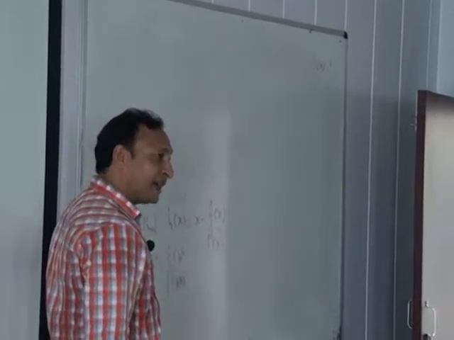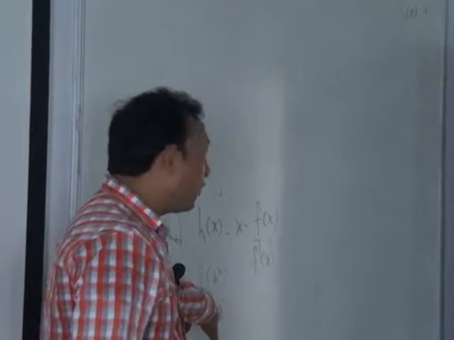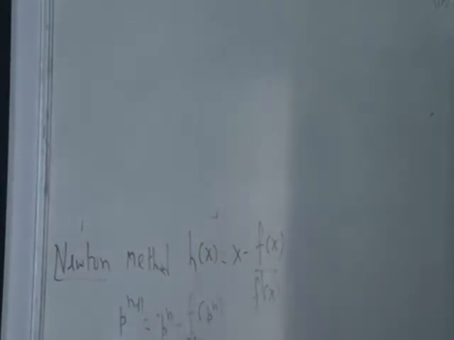We have this sequence Pn, correct? What is the guarantee that this will converge? That's all. What is the guarantee that this will converge? So let me write it.